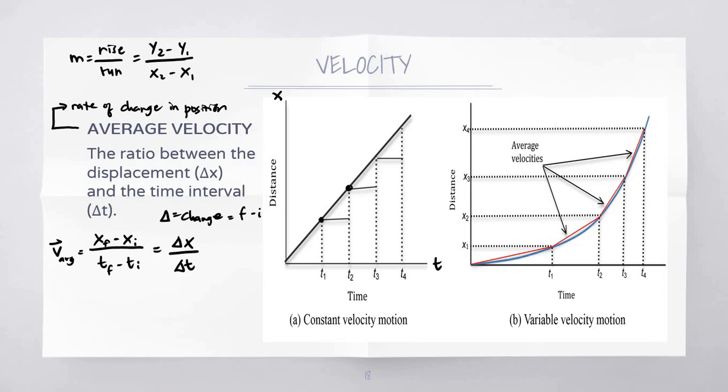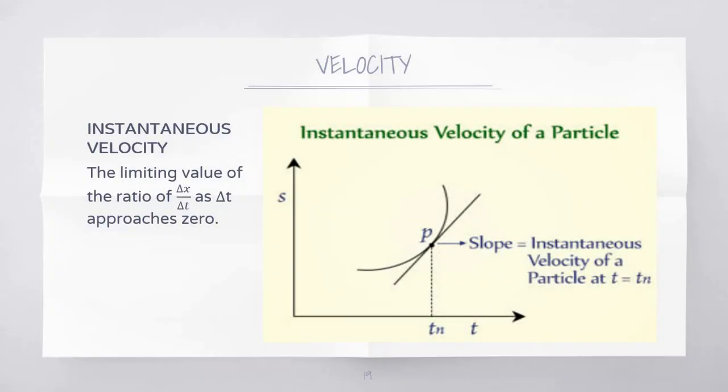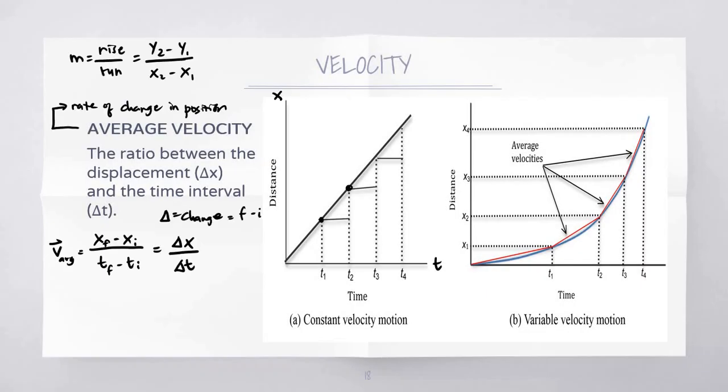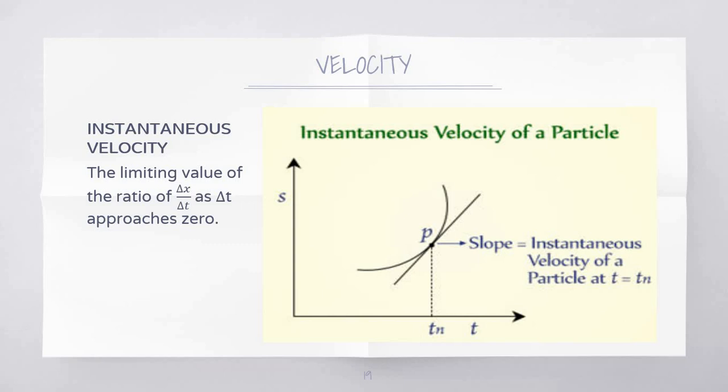Now, how about instantaneous velocity? So when we say instantaneous velocity, we try to find the velocity of a particle at a specific point of time. So unlike what we did with the average velocity, where we try to get the velocity of the particle with 2 points, this time, in instantaneous velocity, we're only given 1 point in the graph.